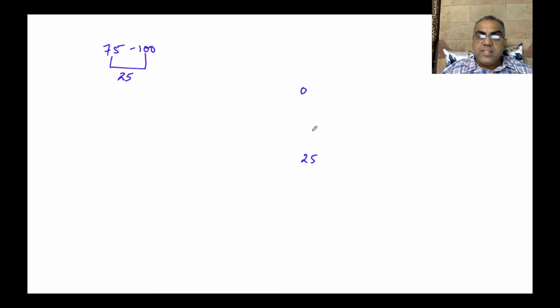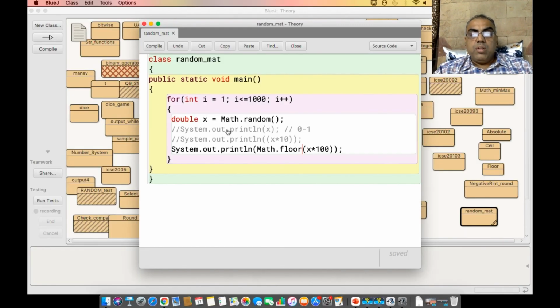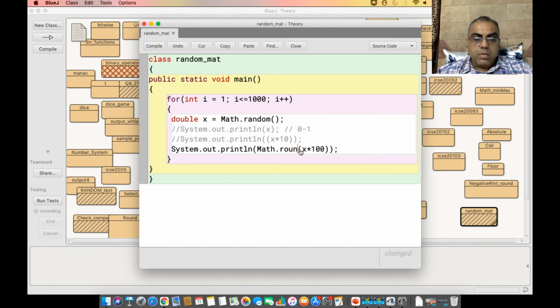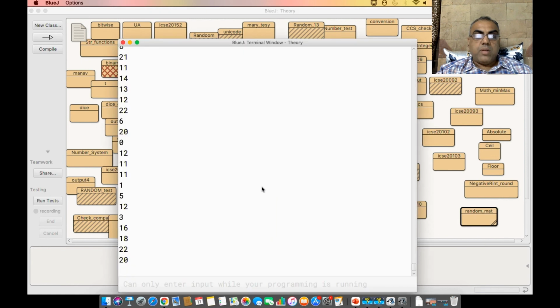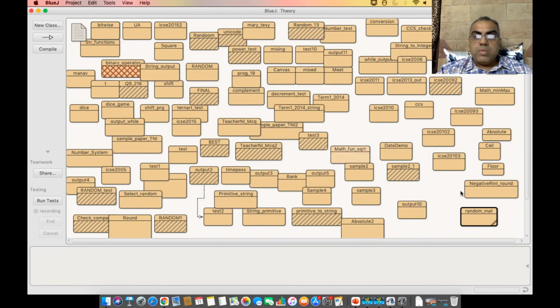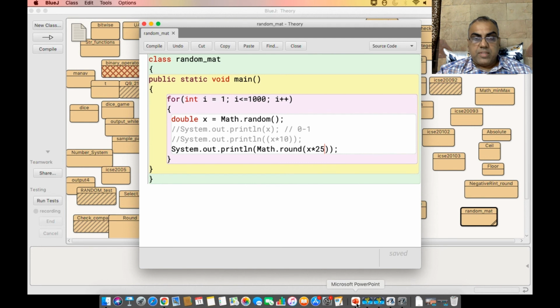Now, how do I get 0 to 25? Obviously, we are going to multiply a number using round. We already have round here. If I write round over here, then obviously when I say 25, it is going to generate a number from 0 to 25. So I generated a number. That's a difference. 0 is here. You can see somewhere 25 will also be there. Yeah, 25. So we have got the numbers 0 to 25 already present.